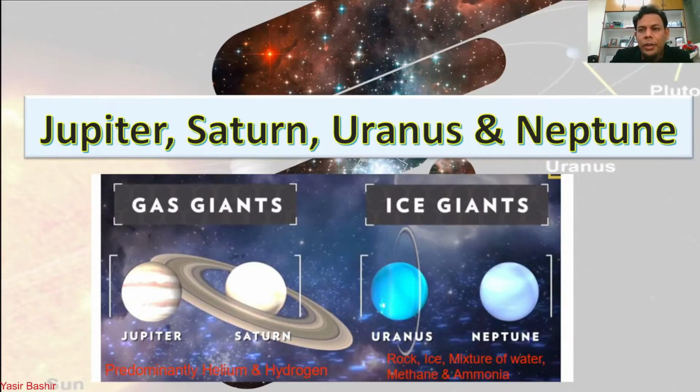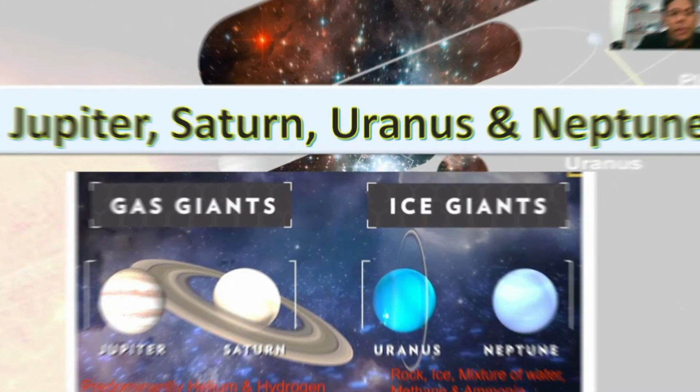So in this video lecture, we are going to discuss the outer planets of the solar system. So what are those planets? The planets called Jupiter, Saturn, Uranus and Neptune are the outer planets of the solar system. In the previous lecture, we discussed the inner planets.